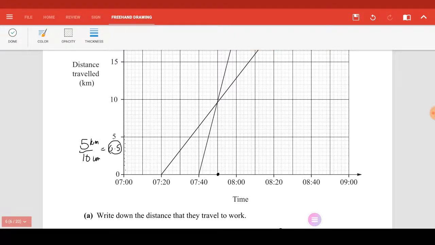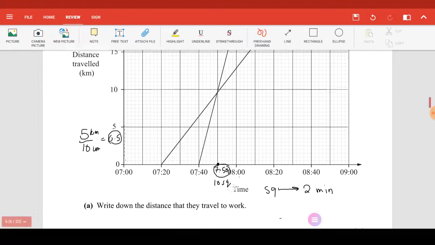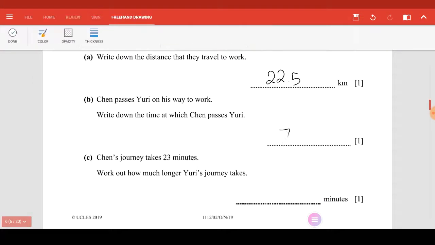We have a difference of 10 squares for 20 minutes, so each square is 2 minutes, and exactly between 7:40 and 8 it's 7:50 by a quick solution. But now we know that each square gives 2 minutes, so it's 7:50.